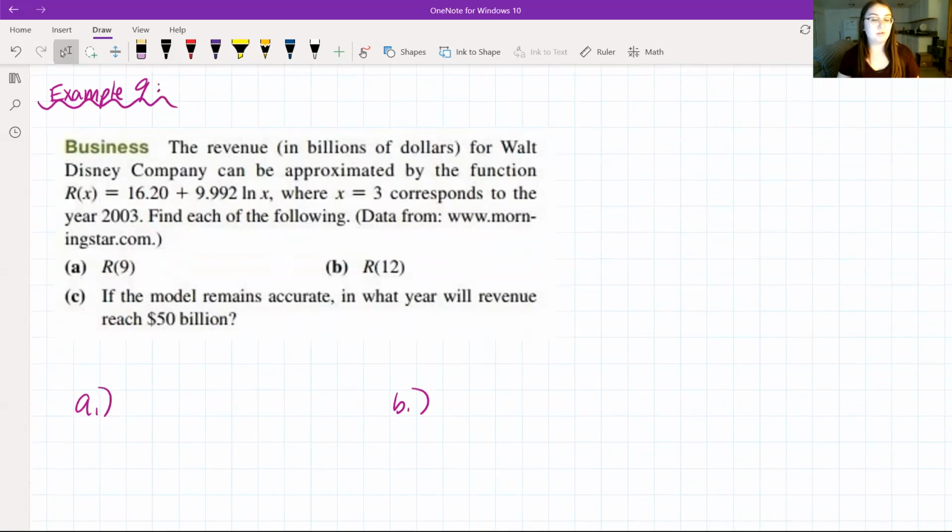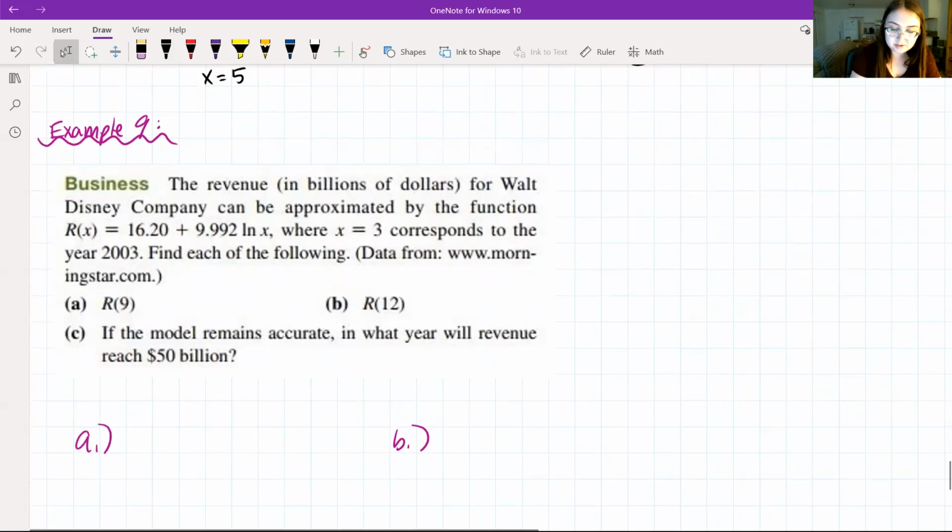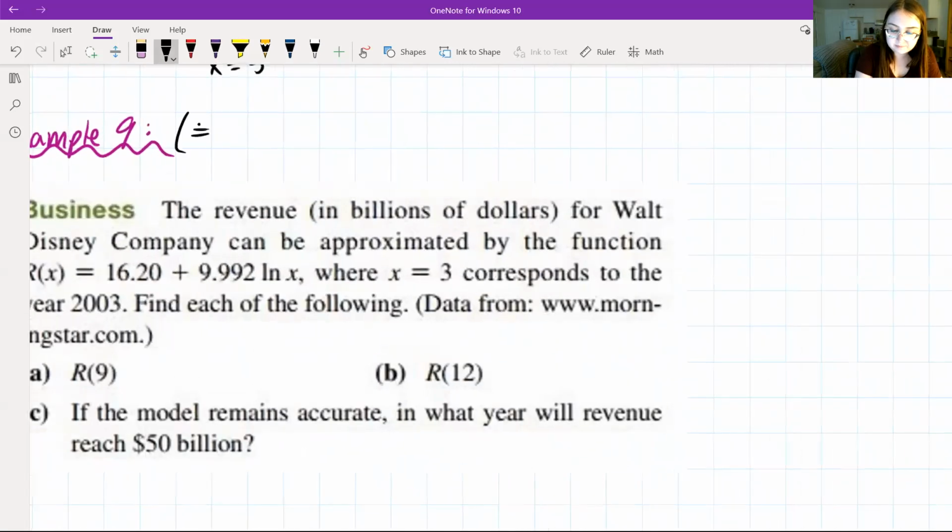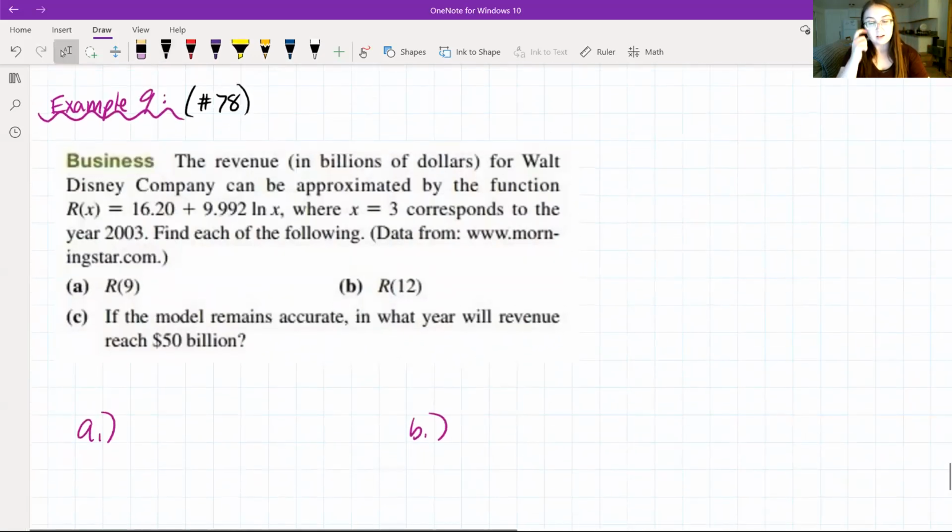All right, for our last problem, example 9 here, this is number 78 in your book, if you want to go look at it, in section 4.4. So we have the revenue in billions of dollars for Walt Disney Company can be approximated by the function r of x is equal to 16.2 plus 9.992 times the natural log of x, where x equals 3 corresponds to the year 2003.